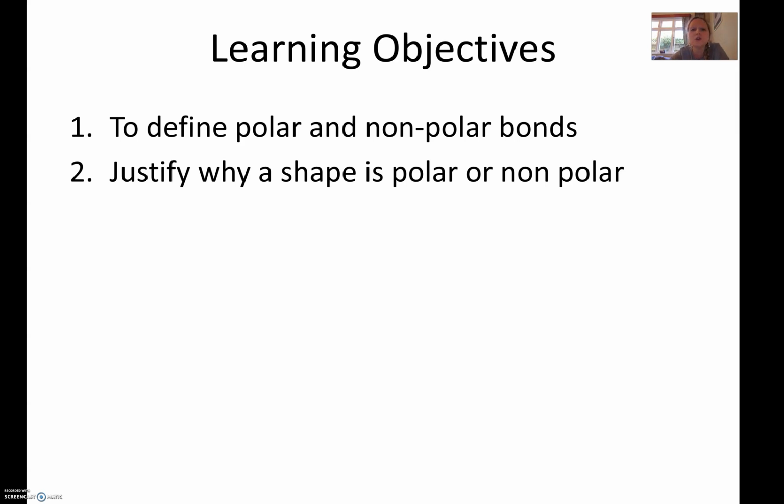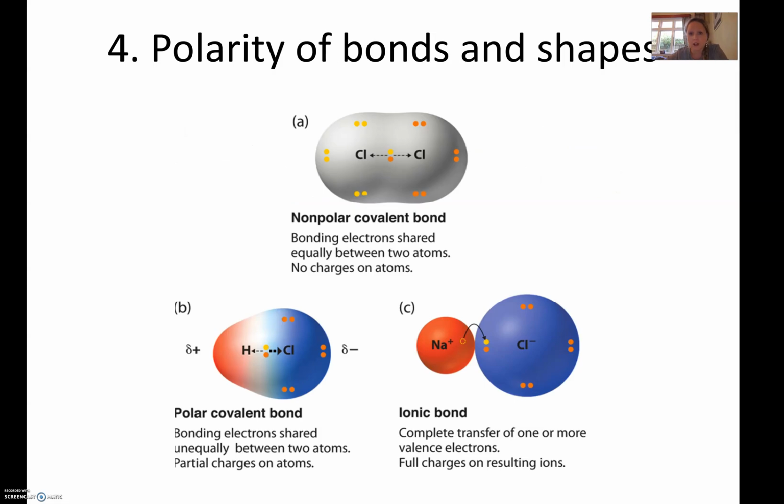So here are our two learning objectives. We're going to define polar and nonpolar bonds, and then we're going to justify why a shape is polar or nonpolar. So here we have three pictures of types of bonds.